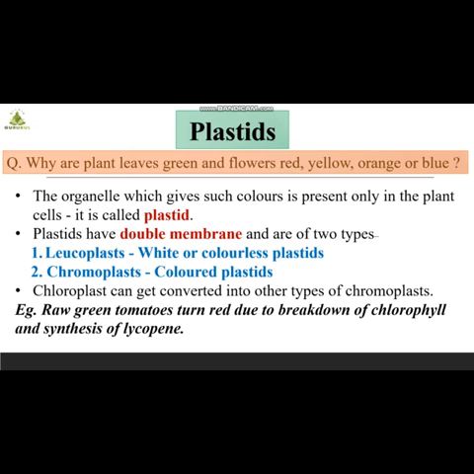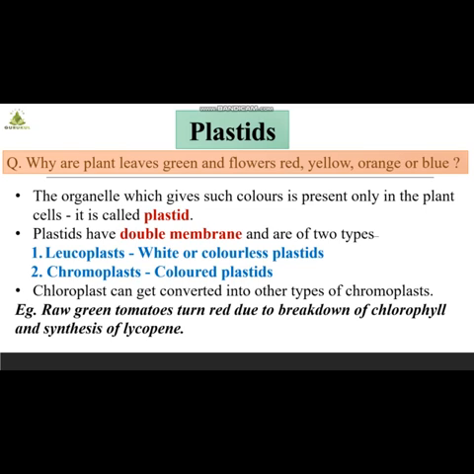Leucoplast. Leuco means white, or you can also call it colorless. So white or colorless plastids are known as leucoplasts. Then we have chromoplast. Chromoplast is colored plastids. Chromo means color. Okay, so remember these two types.